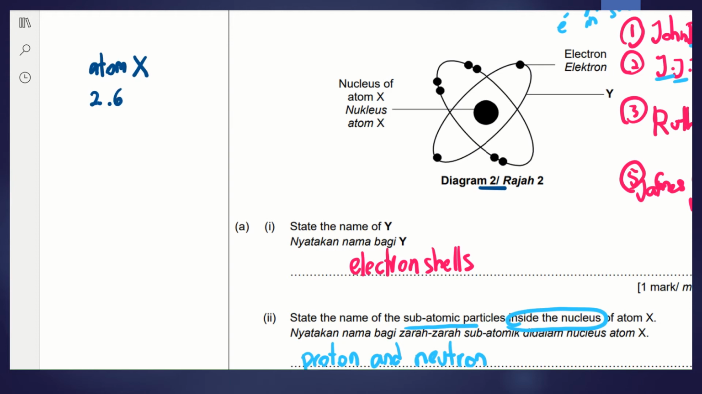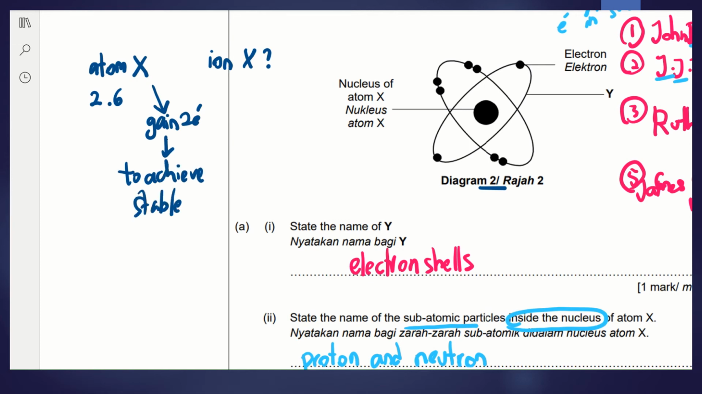But the question asks you electron arrangement for ion X. Atom X will change to ion X when atom X gain 2 electron. Why atom X need to gain 2 electron? To achieve stable octet electron arrangement. So when atom X gain another 2 electron, atom X will form X2-. So the electron arrangement of ion X is 2.8.